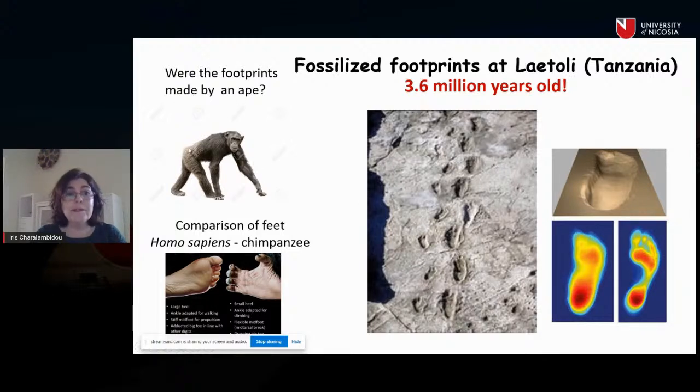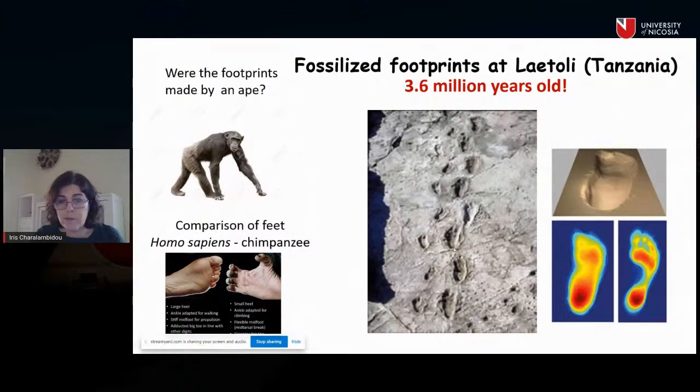So one of the questions that I ask my students when I show them this slide is, were these footprints made by an ape? And I want you to notice, how is the ape walking? Apes walk with their knuckles on the ground. So they are knuckle grazers. They don't walk long distances on two legs. And if you look at this as well, this is a comparison of the foot of a Homo sapiens with the foot of a chimpanzee. And if you notice, the chimpanzee doesn't have a toe that's next to the other toes. And also the chimpanzee's foot can be used to actually grasp objects similarly to their hands.